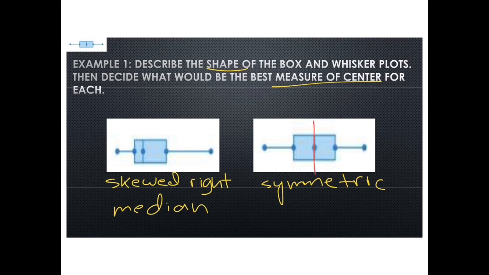If something is symmetric, then we would go ahead and say the mean is going to be the best measure, because it's equally affected by both sides. The amount of information on the left and the right is the exact same, so the mean is going to be a good estimate or the best average of the data.